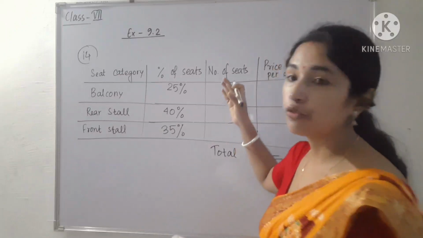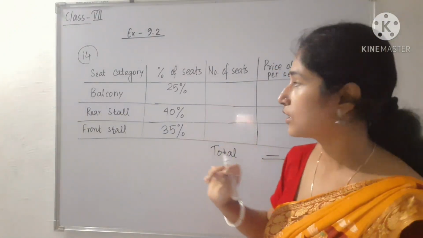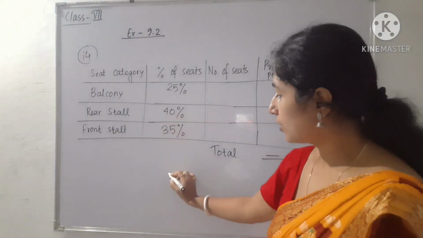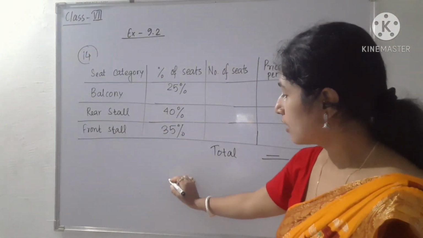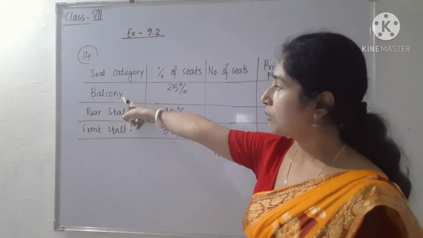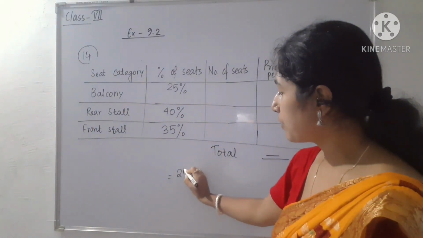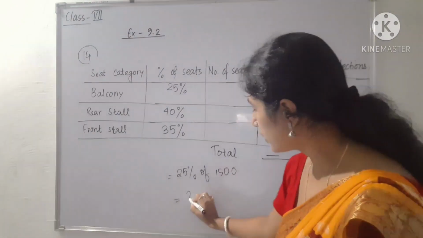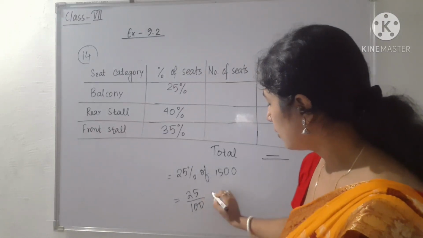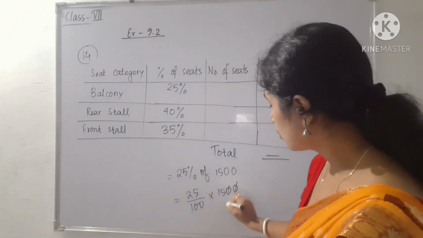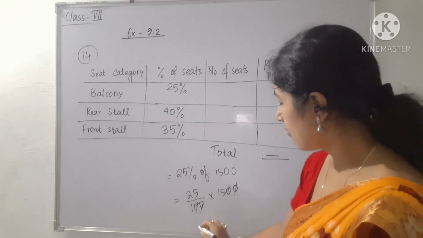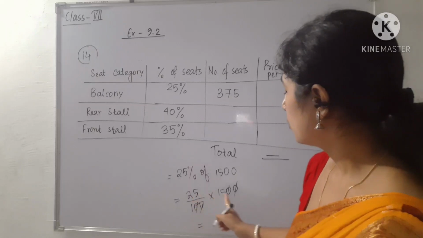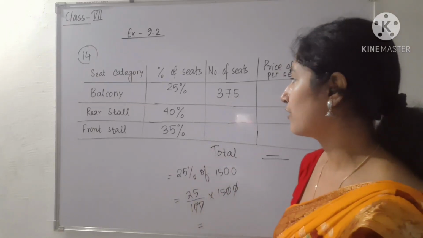So see, first of all we have to find the number of seats. How to find the number of seats? We know the percentage, so using the percentage formula, the number of seats in balcony will be what? 25% of the total seats, and total seats is 1500. So just calculate it, 25 by 100 into 1500. So 0 0 will be cancelled out. So 25 into 15, this will be 375 seats. Just do the multiplication, you will get 375 seats.